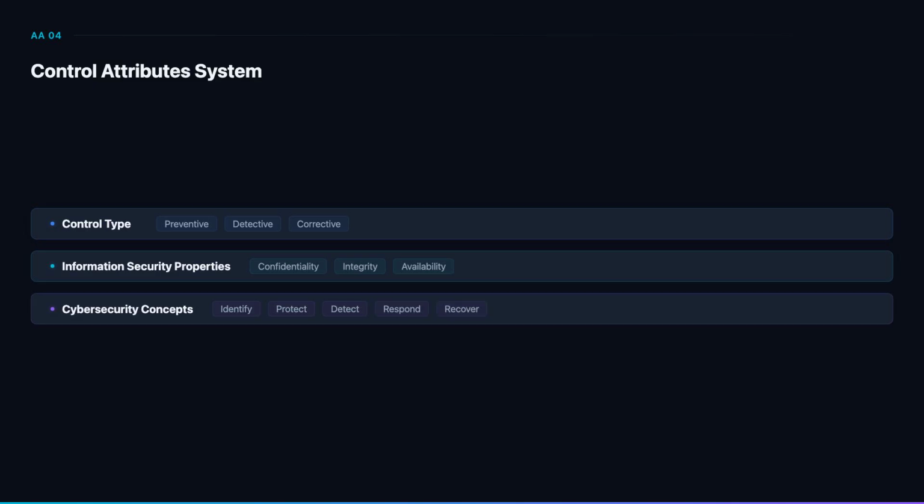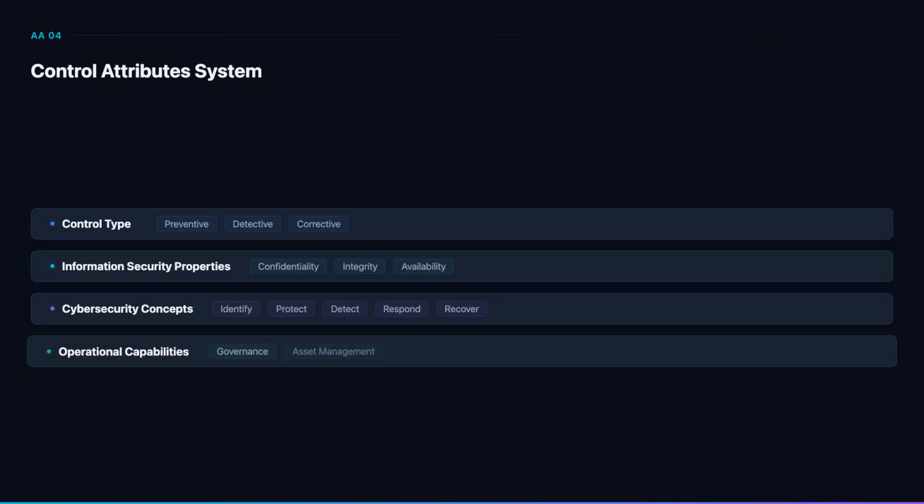The cybersecurity concepts attribute aligns controls with the NIST cybersecurity framework functions. This creates a natural bridge between ISO 27001 and NIST CSF, making dual compliance easier and ensuring your control set covers the full cybersecurity lifecycle from identification through recovery. The operational capabilities attribute groups controls by practical security function, governance, asset management, identity and access management, threat and vulnerability management, continuity, and several others. This view is particularly useful for assigning control ownership to teams based on their operational responsibilities.